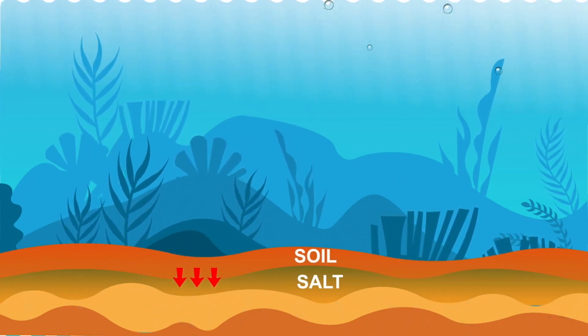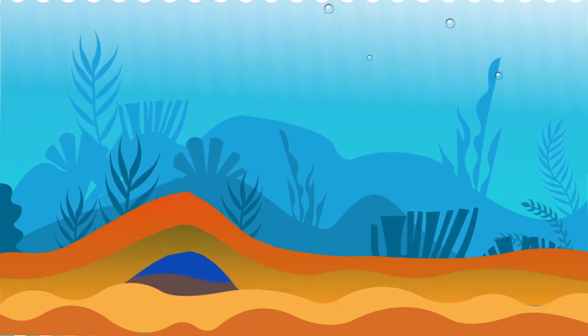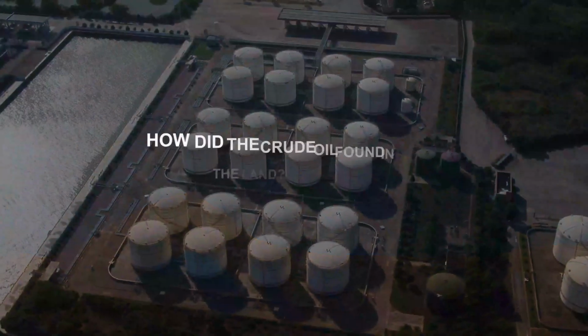Due to the high pressure caused by these deposits and the sea water above them, dead remains of those microbes were converted into liquid form of oil and gas. If so, how did the crude oil end up on land?